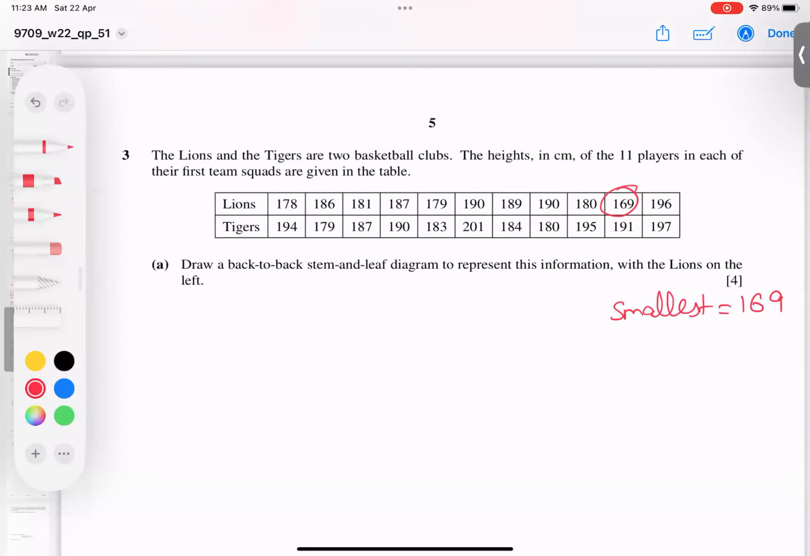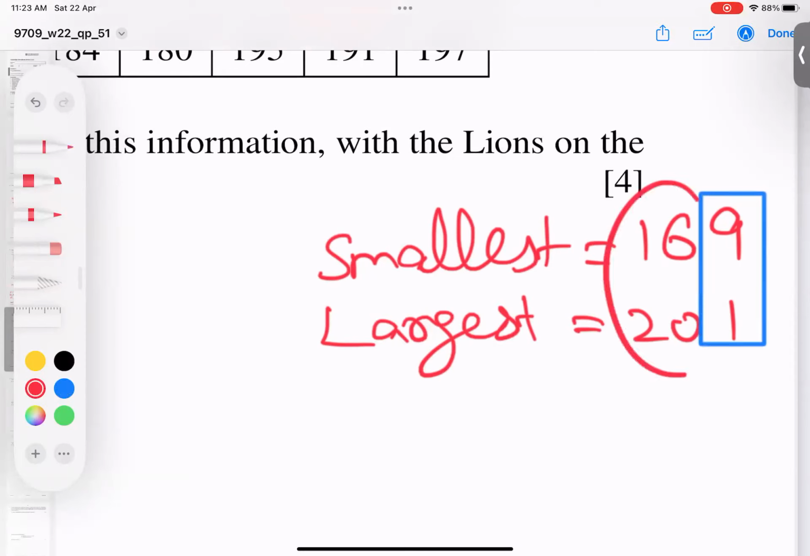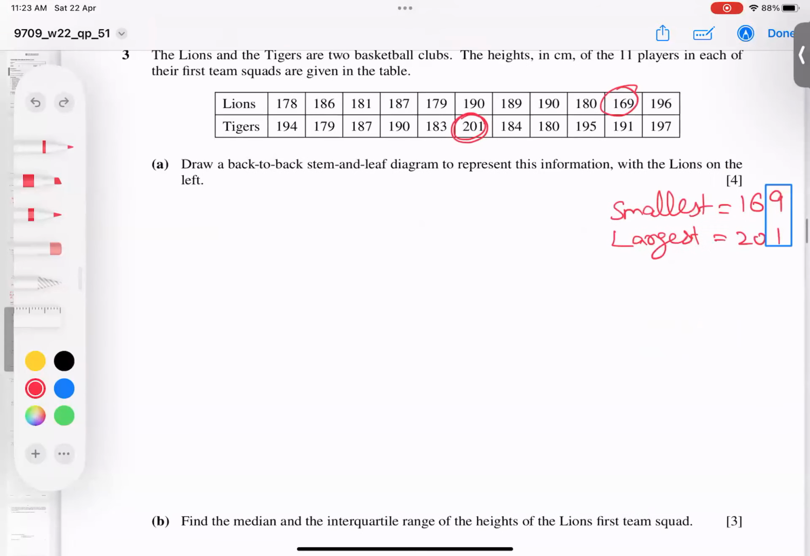And what is the largest value? Let's try to find it. Largest is 201, I think. So 201 is the largest. And then after that, what would a student do normally? We take 1 digit less from the right hand side, always 1 digit. What is left behind is 16 till 20, so we will make those the stems. So stems, let's start with 16, then 17, 18, 19, and 20. Because 16 till 20, the point is very clear.